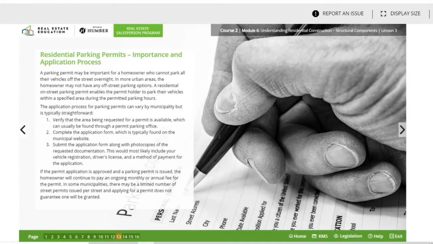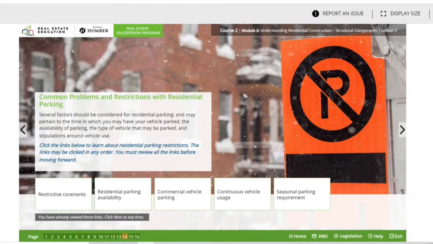Residential parking permits. A parking permit may be important for a homeowner who cannot park their vehicles overnight. For example, like I said, sometimes the street doesn't allow you to park overnight, especially I believe in the Mississauga, Brampton area. There's a restriction. You should not be parking from 2 a.m. to 6 a.m. Most areas you cannot.